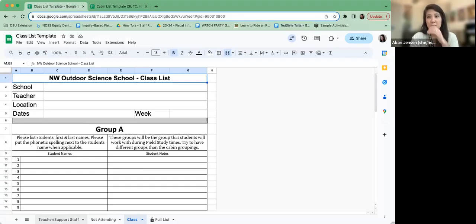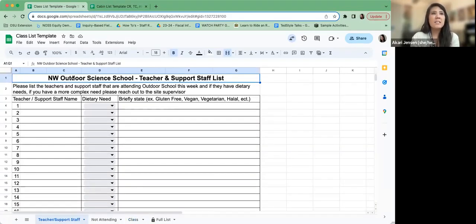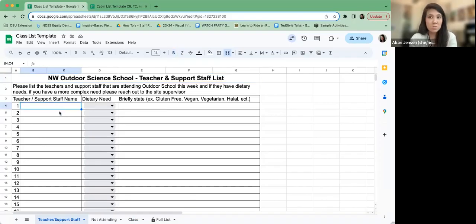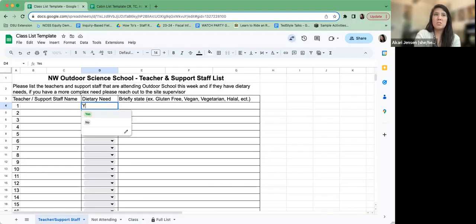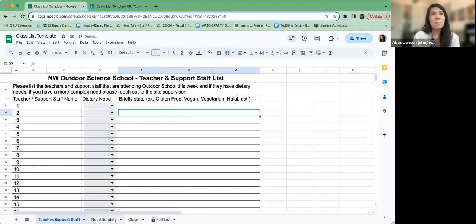Moving on to class lists. These look a little different than years past. So if you've been coming to outdoor school for a while, there are some different things. The first is that we ask that we have a list of all of the school staff that are going to be attending with your students. So the teachers, instructional assistants, paras, anybody that's attending, please list them here on this sheet. If they have any dietary needs, you'll select yes, and then you would tell us what that dietary need is. That just helps us prepare the kitchen to be sure that we can accommodate you.